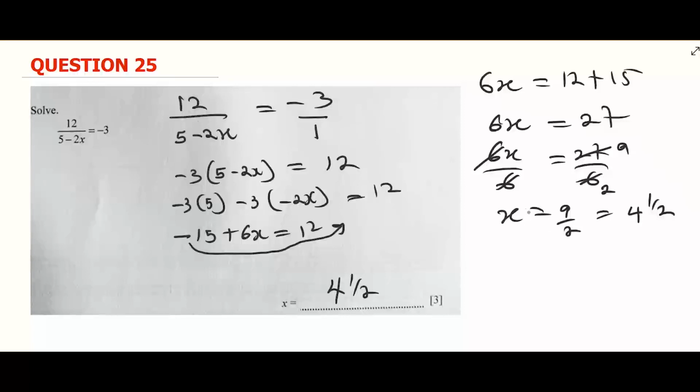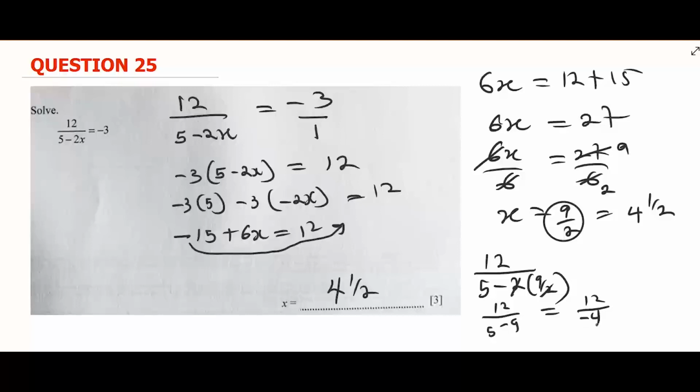So you can check your answer. Let's substitute 9 over 2 into the question. So that means you're going to have 12 over 5 minus 2x. That's 2 into 9 over 2. We must get negative 3. Let's see. So we cancel 2 here. So we have 12 over 5 minus 9, which is the same thing as 12 over negative 4, which is the same thing as negative 3. So you can see that our left hand side is equal to the right hand side. So that means we are correct.